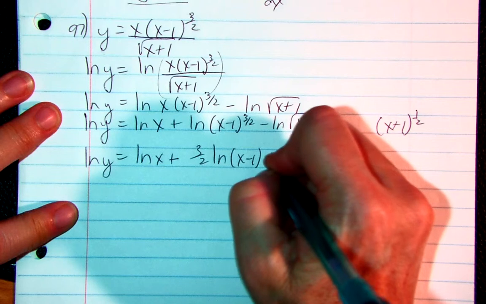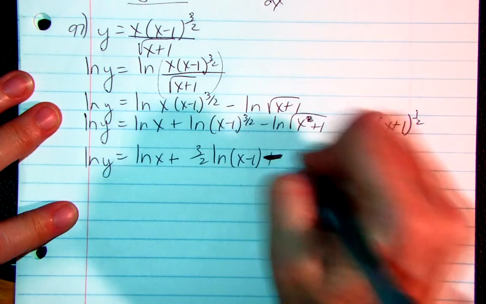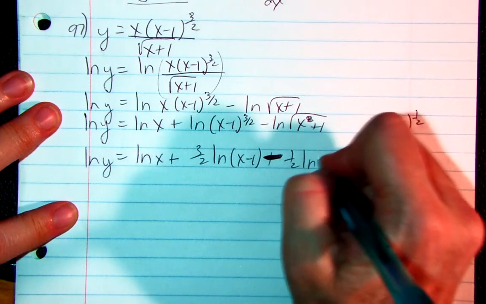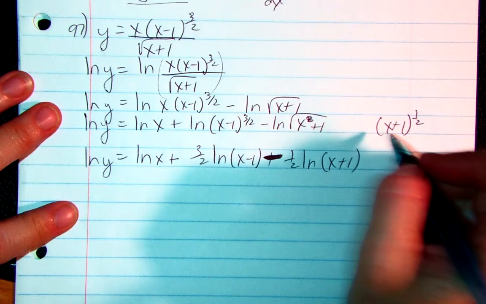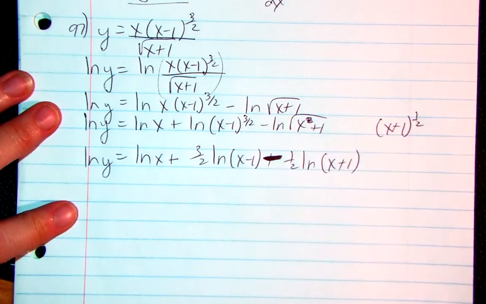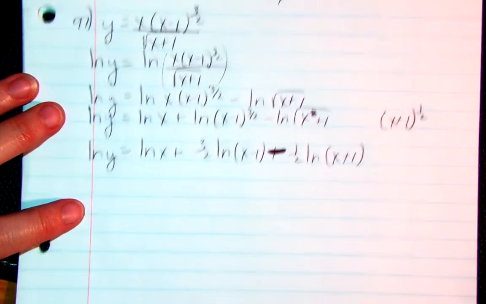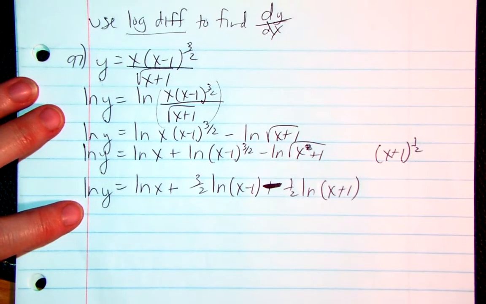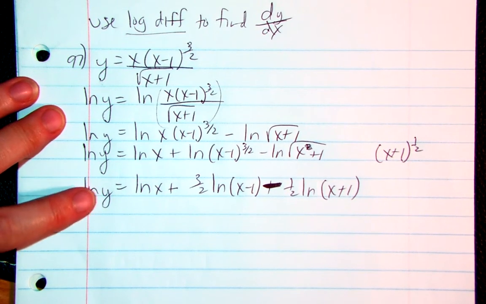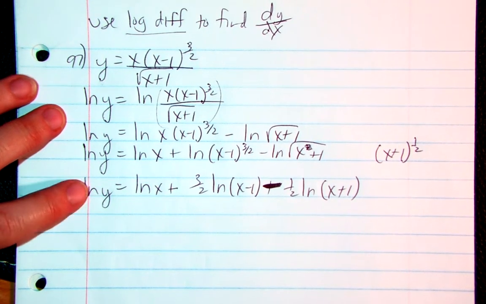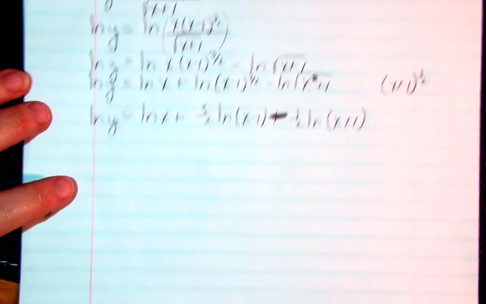Oh, and I put a plus. It's supposed to be a minus: 1/2 natural log of x plus 1. Right, that's what it was earlier. I'm going to bring down the 1/2. So now I'm ready. And here comes the dy/dx, because I have a y here when I go and take the derivative. So I'm going to use implicit differentiation.